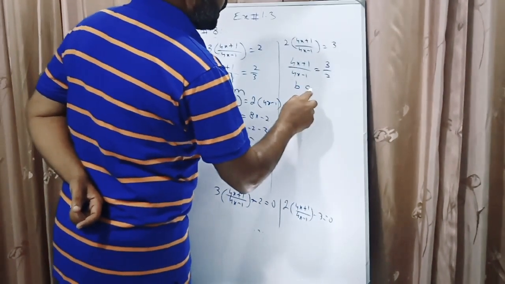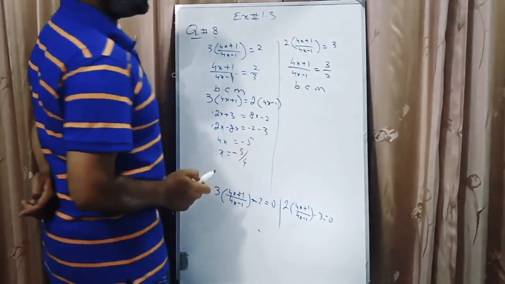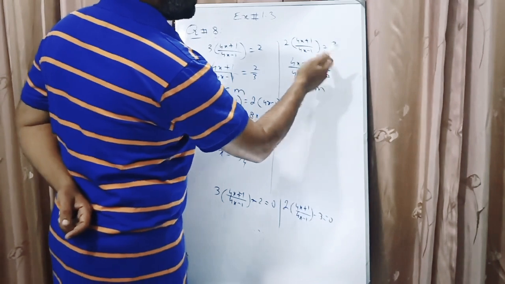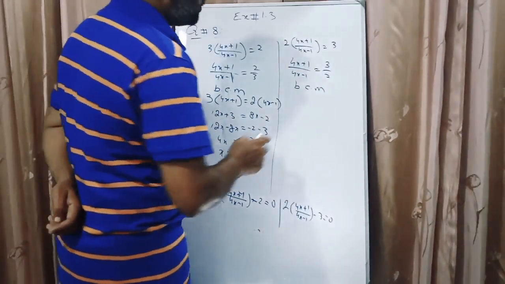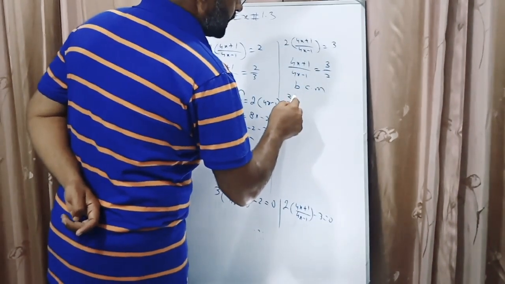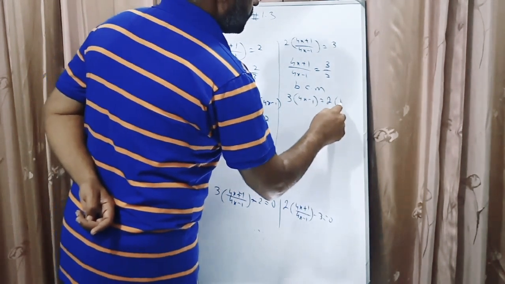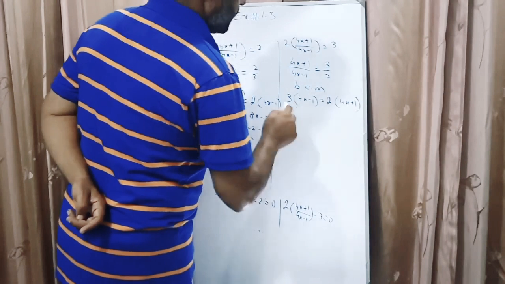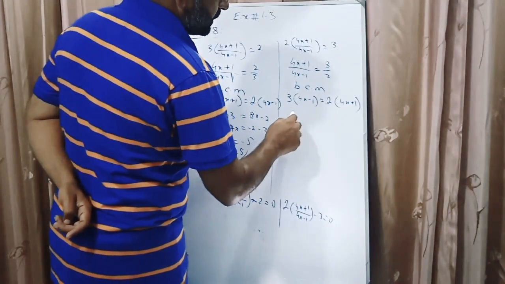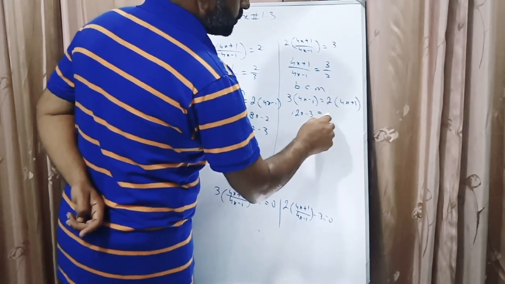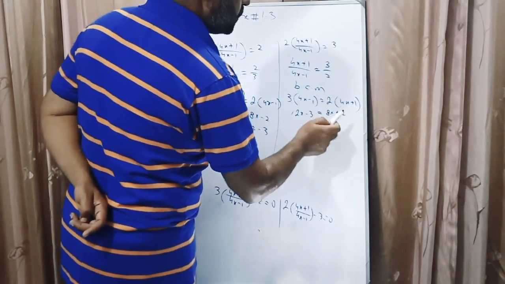And now we will do BCM. BCM means by cross multiplication, as I have explained already. The numerator of one side will be multiplied with the denominator of the other side, and we will get 3 into 4x minus 1 is equal to 2 into 4x plus 1. Multiply 3 with both the terms and we will get 12x minus 3 is equal to 8x plus 2.